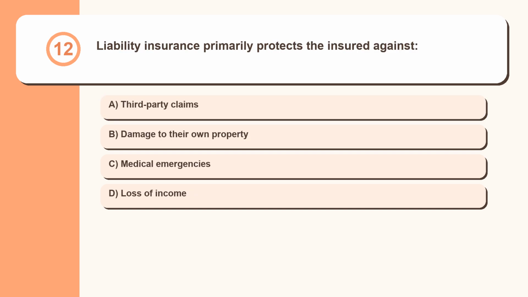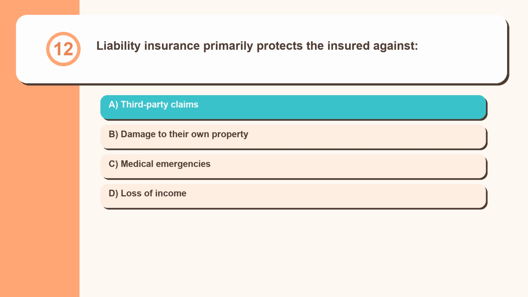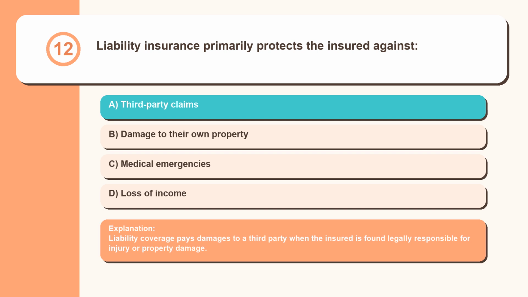Question 12. Liability insurance primarily protects the insured against third-party claims, damage to their own property, medical emergencies, loss of income. Liability coverage pays damages to a third party when the insured is found legally responsible for injury or property damage.